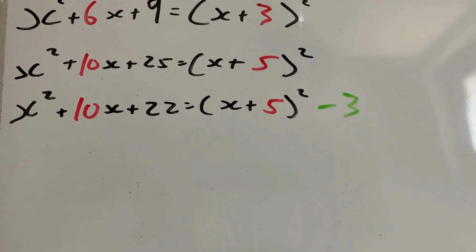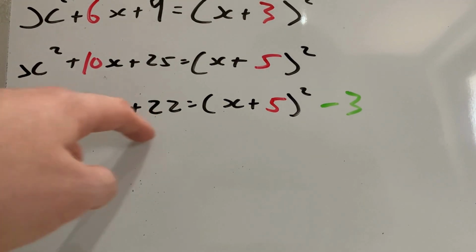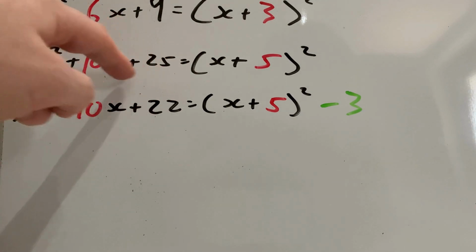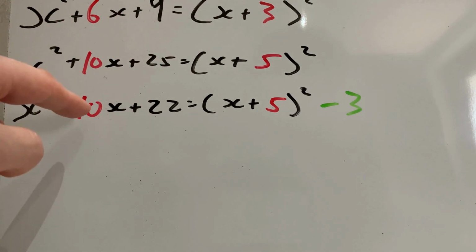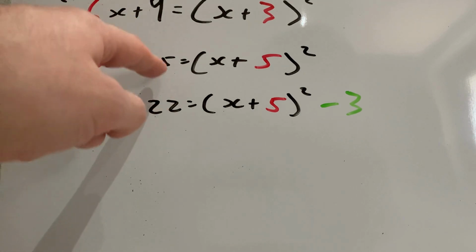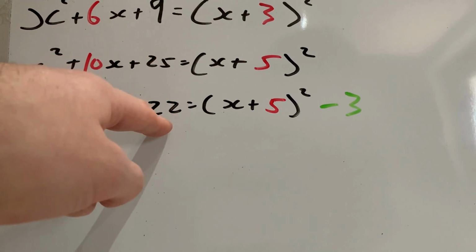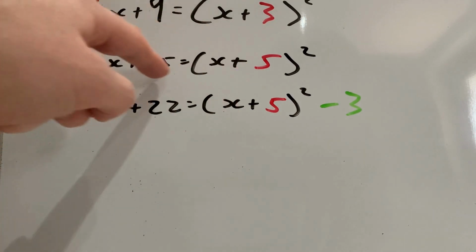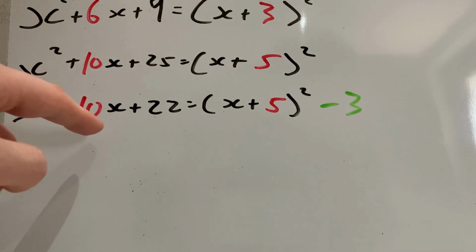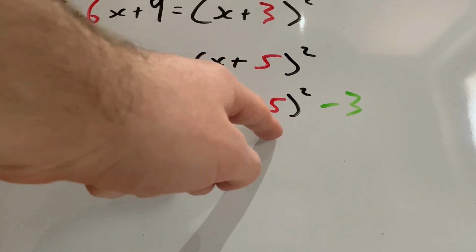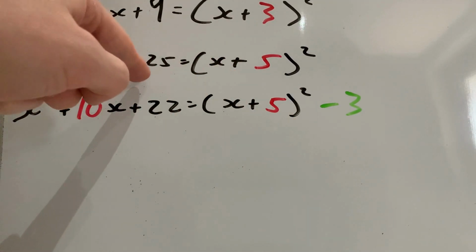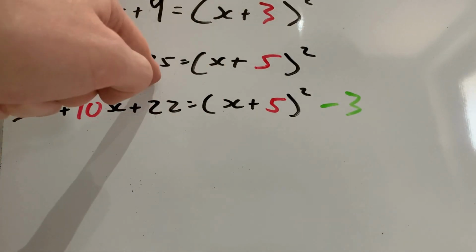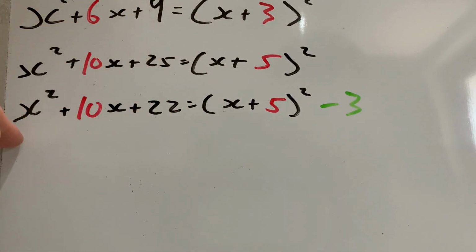And let's say you're asked to simplify this. We've already kind of done it up here. We've got an x squared, we've got a 10x. But what we're looking at here is that 22 is 3 less than 25. So we're going to use the fact that this is x plus 5 squared. We're going to keep the x plus 5 squared, and that's going to give us x squared plus 10x plus 25. And we're going to take away 3, okay? Because 25 minus 3 is 22.